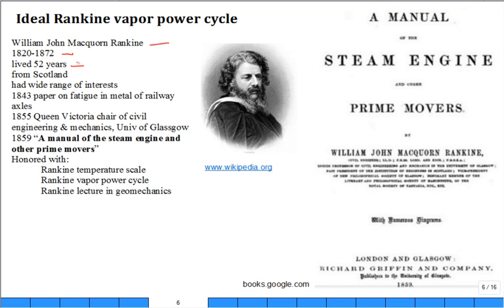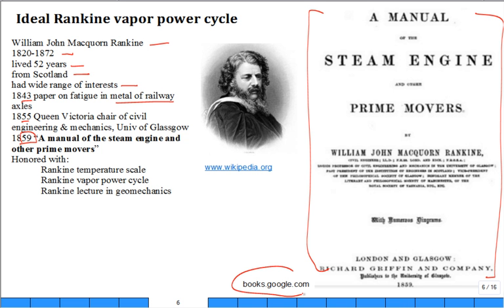Nope. Not when you're beyond 52. That's too short. He's Scottish, and had a very wide range of interests. In 1843, he produced some seminal work on fatigue in metal railroad axles. In 1855, he was appointed by Queen Victoria Chair of Civil Engineering and Mechanics at the University of Glasgow. And in 1859, that's why we remember him in this class, he issued this book, which is a copy. You can read it on Google Books as well as probably buy a copy or a reprint somewhere.